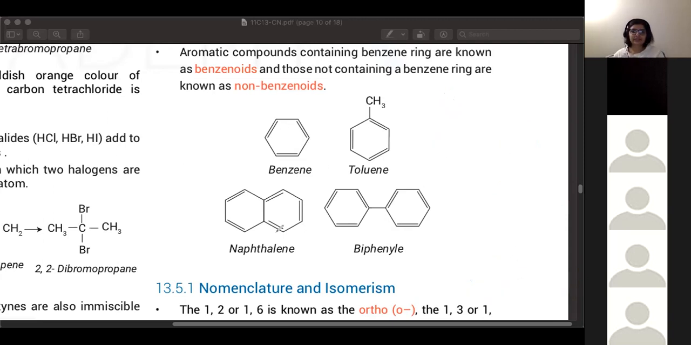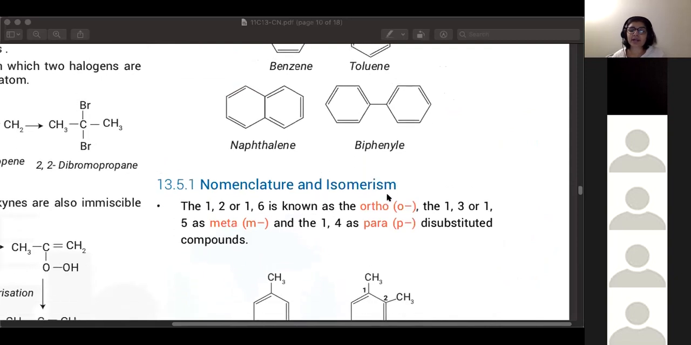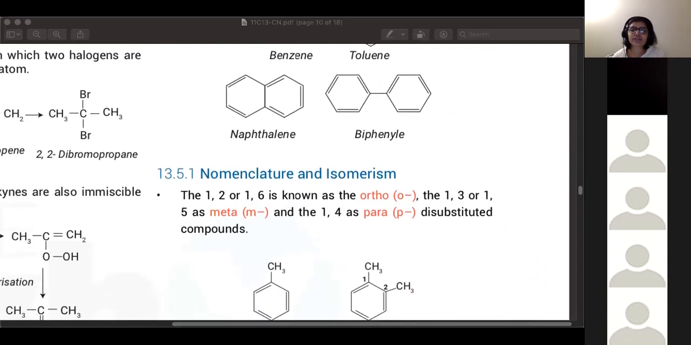Cool. So these are basic nomenclature, names of benzene aromatic-based compounds. Isomerism. Whenever you have branches, what are the different isomers possible in benzene? Ortho, meta, para. What are the positions for ortho, meta, and para? Ortho is 1,2. Para is 1,4. Meta is 1,3.